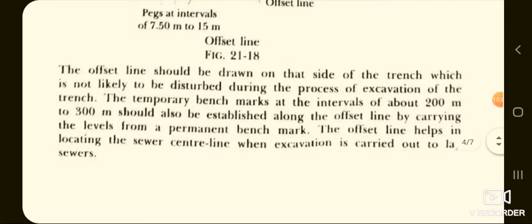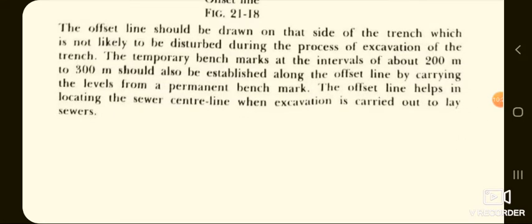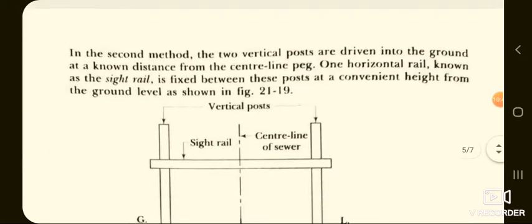The offset line should be drawn on that side of the trench which is not likely to be disturbed during the process of excavation of the trench. The temporary benchmarks at intervals of about 200 meter to 300 meter should also be established along the offset line by carrying the levels from a permanent benchmark. The offset line helps in locating the sewer center line when excavation is carried out to lay sewers.